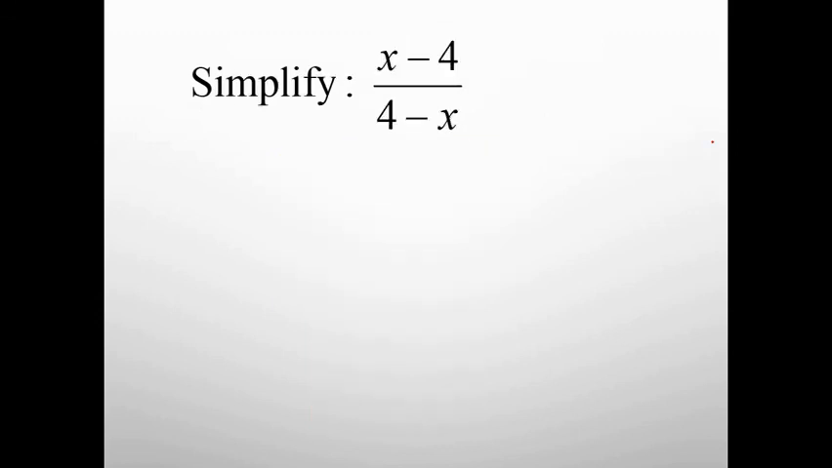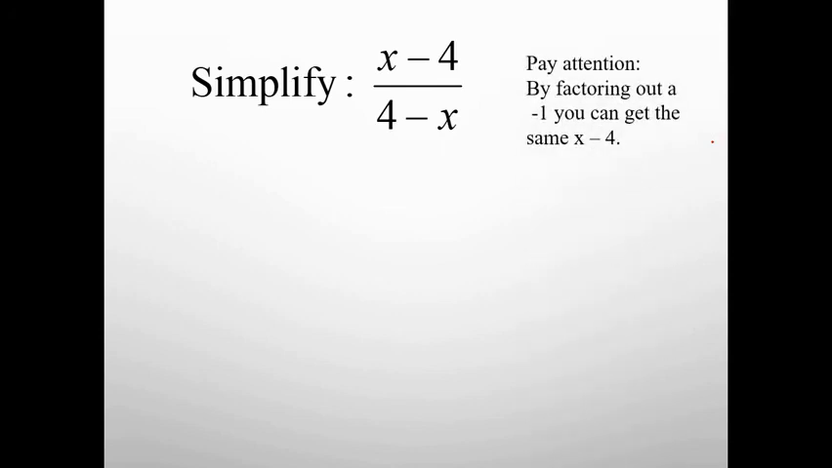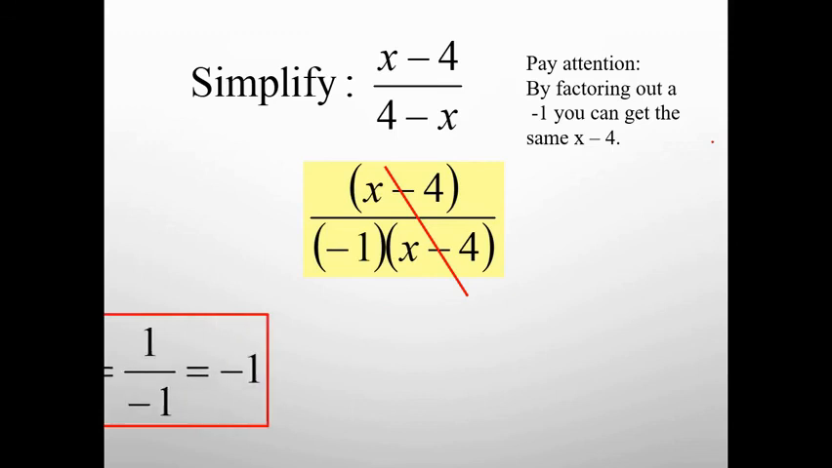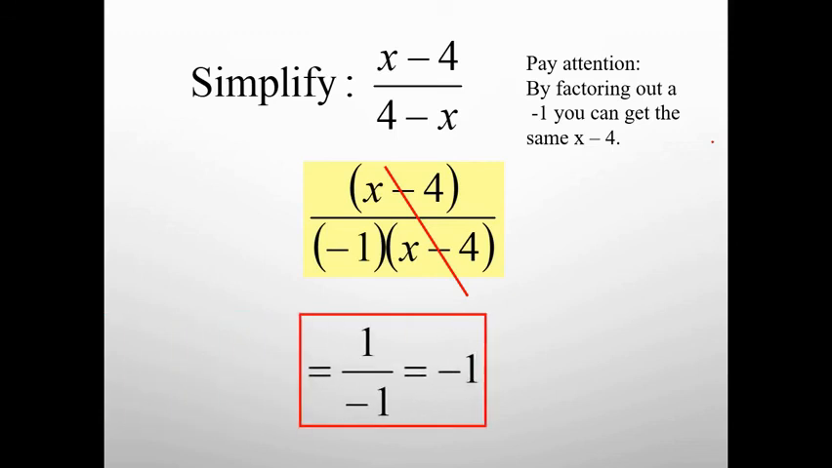All right, let's take a look at this. This is x minus 4 divided by 4 minus x, okay? You need to pay attention to these because by factoring out a negative 1, you can turn the denominator into x minus 4. See that? Then you're going to cancel out the x minus 4s from the numerator and the denominator, leaving you with a negative 1.